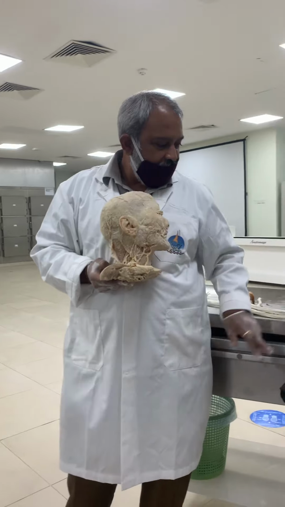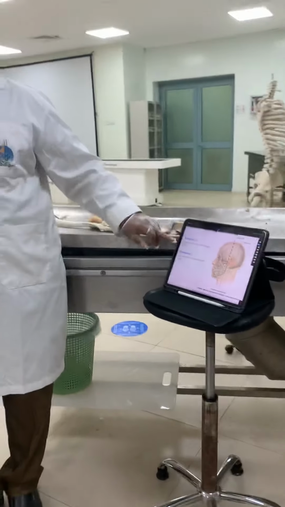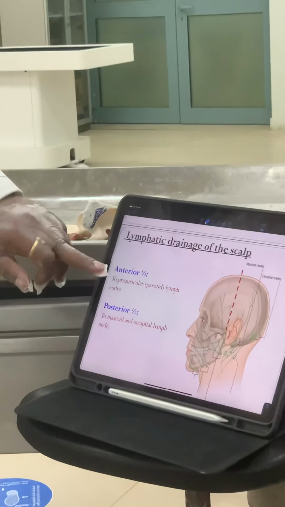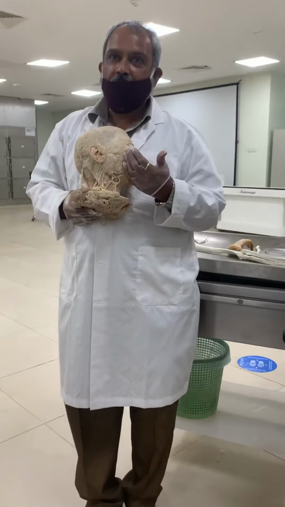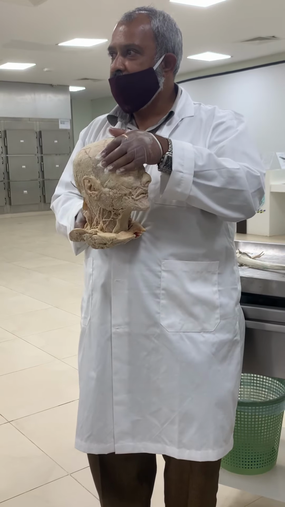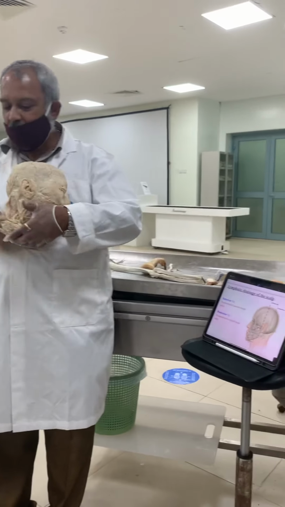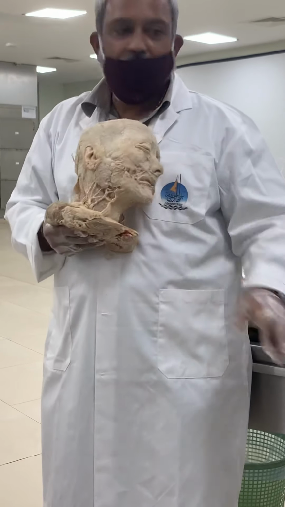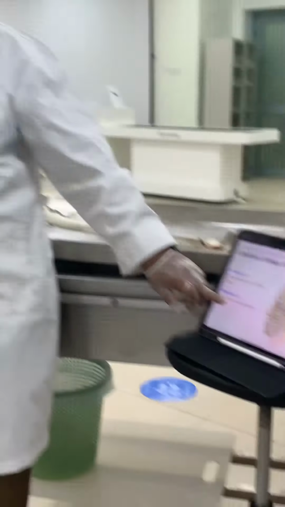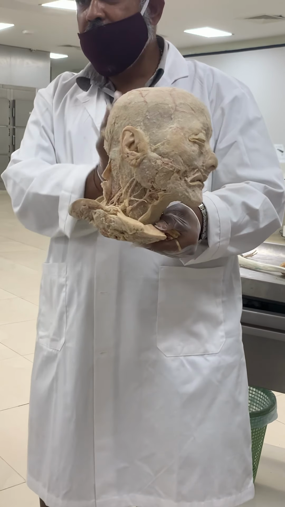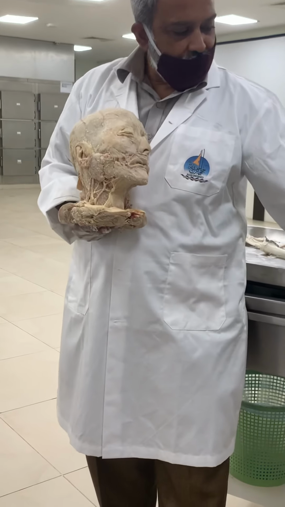So the arterial supply, anterior one-third, the lymph nodes are called pre-auricular. The anterior half of the head or scalp is supplied by pre-auricular nodes, and the posterior part is supplied by lymph nodes from the mastoid and occipital areas. There are some lymph nodes present behind the ear, in the mastoid and occipital area.